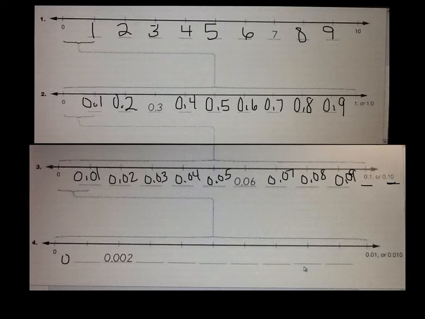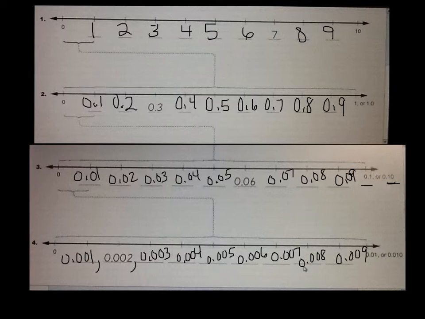So we have 0.001, which is 1,000th, 2 thousandths, 3 thousandths, 4 thousandths, 5 thousandths, 6 thousandths, 7 thousandths, 8 thousandths, 9 thousandths, and 10 thousandths, which is the same as 1/100th. We're going to take this and do some practicing with our numbers.